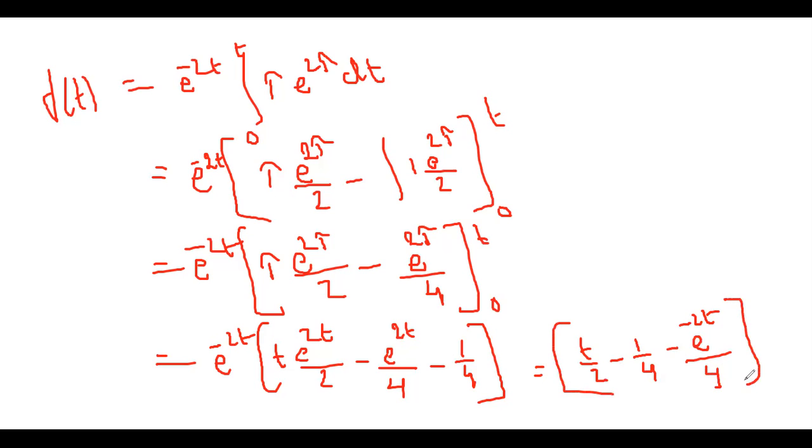So the final answer is t by 2, minus 1 by 4, and minus 1 by 4 into e power minus 2t. Below, I am substituting the lower limit, so it gives a plus value. When substituting the upper limit it becomes a positive value, and for the lower limit we get negative values. Got it, my dear students? Now the answer is t by 2 mu of t, and 1 by 4 delta of t, and 1 by 4 e power minus 2t into mu of t, all the values.